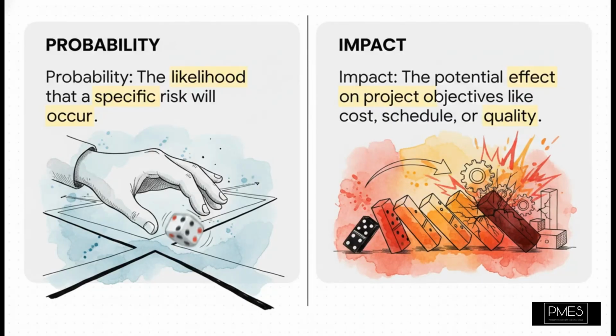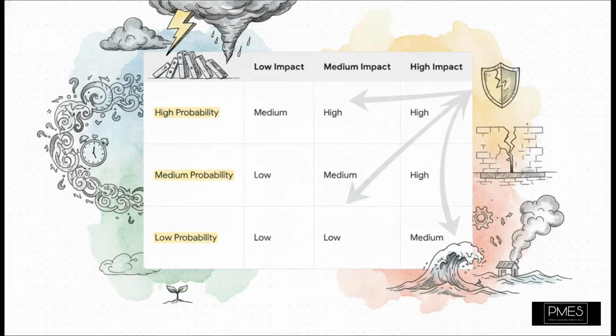At the end of the day, everything hinges on these two dimensions. For every single risk on your list, you ask two simple questions. First, how likely is this thing to actually happen? That's your probability. And second, if it does happen, what's the damage? Or, hey, maybe the benefit to our project? That's your impact. Now, the most common tool for this whole thing is the probability and impact matrix. It might look like a simple grid, but don't let that fool you. This thing is incredibly powerful.